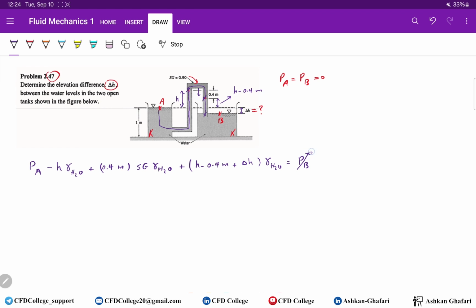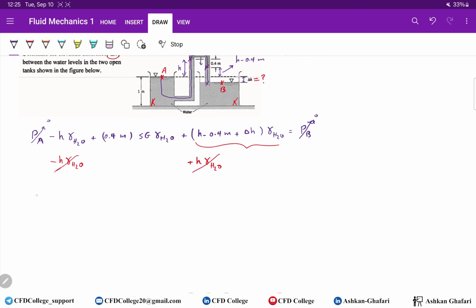But we know this is 0 and this is 0. So if you see here, we have minus H gamma of water. Here, if you multiply these terms, we have H times gamma of water with a positive sign. So these terms vanish, they cancel each other. So what do we have in the end?